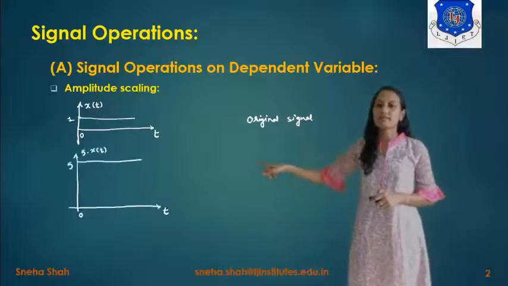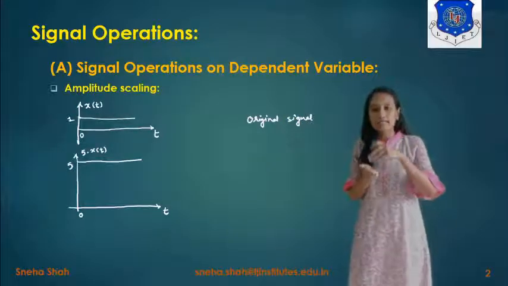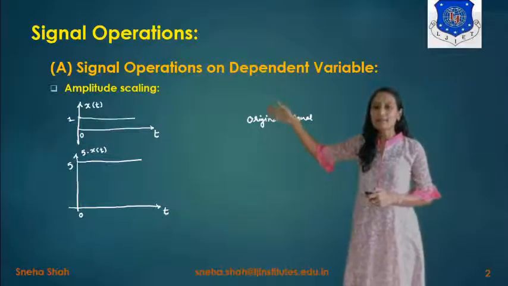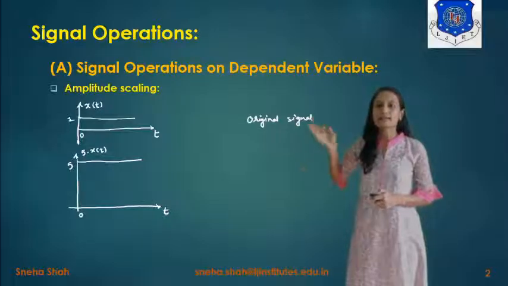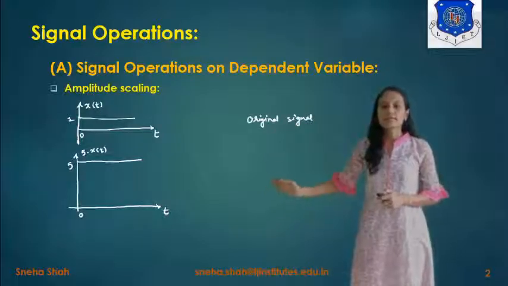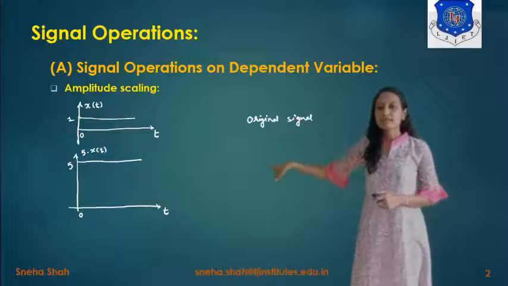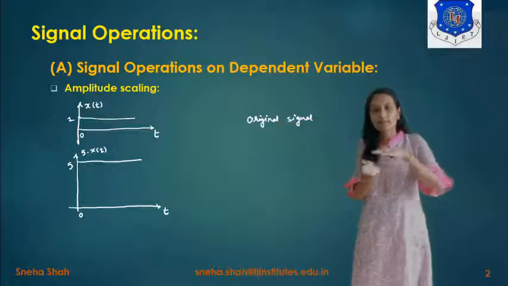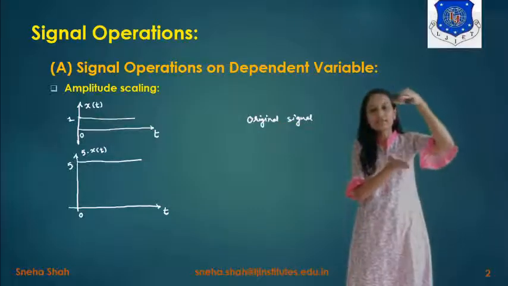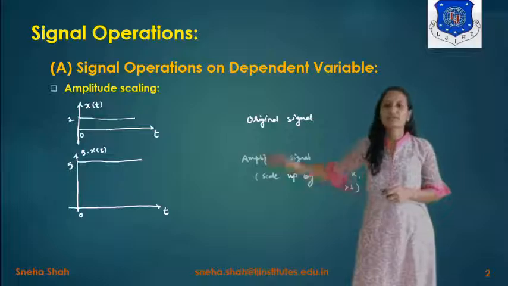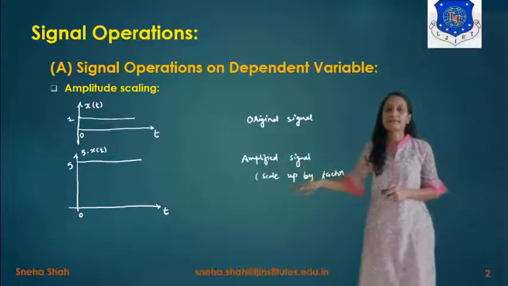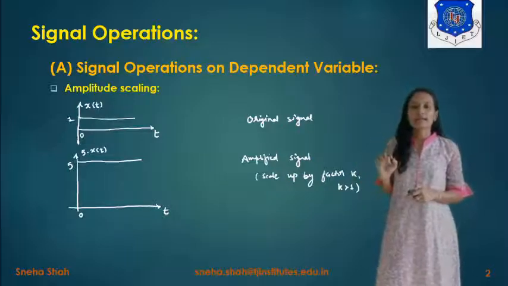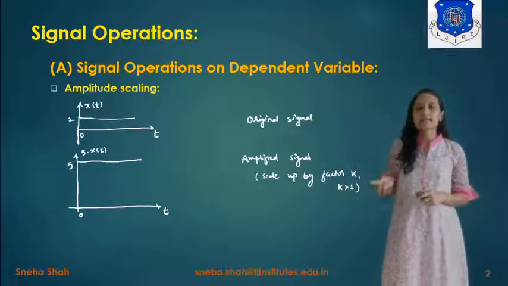First, we are taking the amplitude increase, meaning amplification of the signal. For that we multiply x of t with a constant; here we have used 5. So 5 times x of t means the amplitude becomes 5 times. Instead of 1 it becomes 5, and the amplitude will remain 5 for the range 0 to infinity. This is the amplified signal, scaled up by a factor of k. Here k equals 5, and the value of k will always be greater than 1.